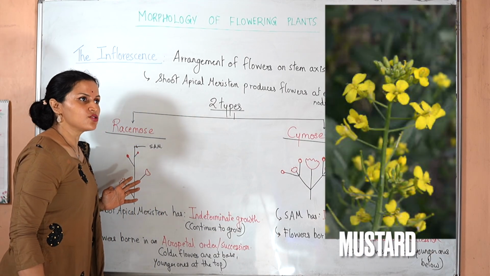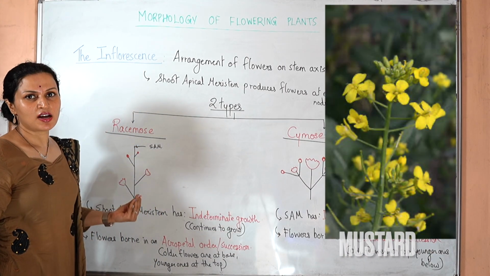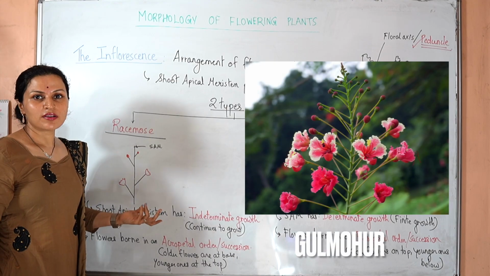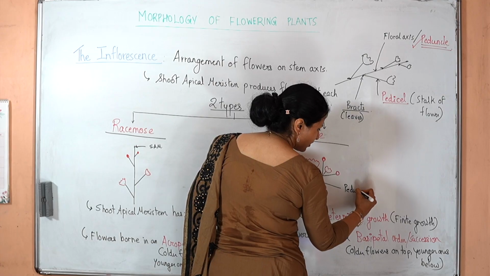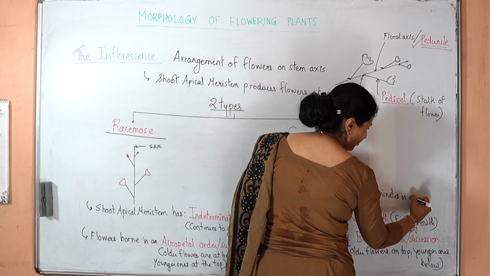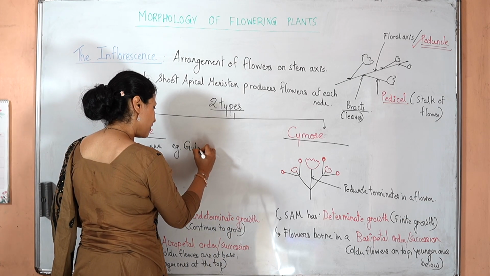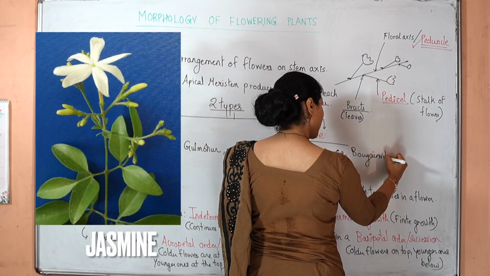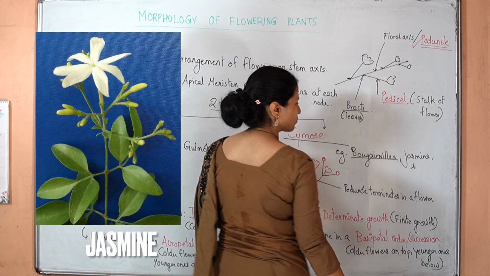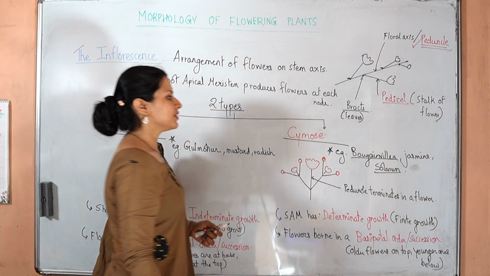Racemose inflorescence is usually seen in case of mustard plants. Then in case of gulmohar, jasmine flowers show cymose inflorescence. The peduncle terminates in a flower. Example, gulmohar, mustard, radish. For cymose, let's take example of bougainvillea, jasmine, solanum. These are out of NCERT examples.